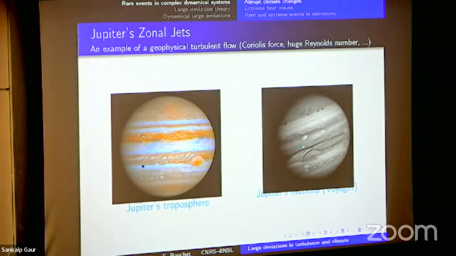And so you see the motion. The Reynolds number is huge, much larger than anything you can find on the Earth. And so you expect to have a very turbulent flow.